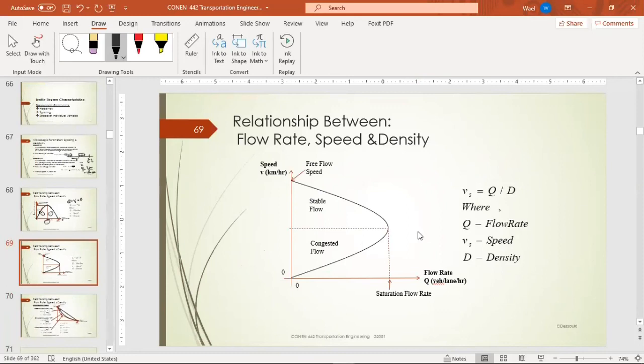Here is the relationship between speed and flow rate. As we mentioned, when the flow rate is zero, we have the free flow speed. Then, as the flow rate starts increasing, the speed starts decreasing until we get to this point, the saturation flow rate. Beyond this point, the speed decreases further until we get to the jam density.